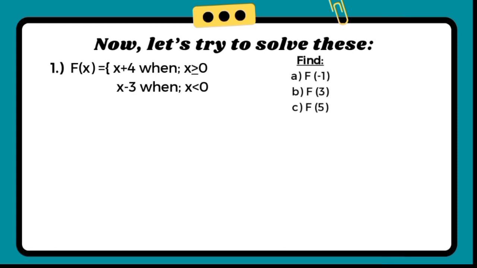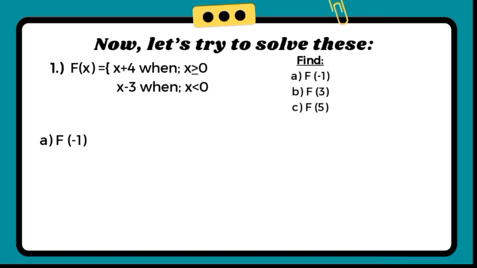Letter A, f of negative 1. Letter B, f of 3. Letter C, f of 5. Simulan natin sa letter A. Napakasimple lang nito, and I know na magiging tama yung sagot natin dito. Letter A, f of negative 1. So, saan ba siya kabilang dito sa ating restriction or dito sa ating given? So, yung negative 1, kabilang siya doon sa x is less than 0.